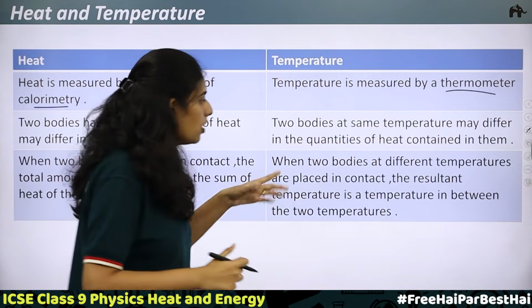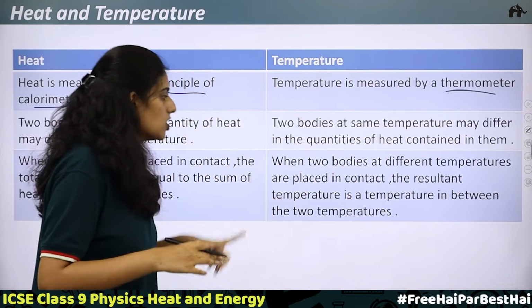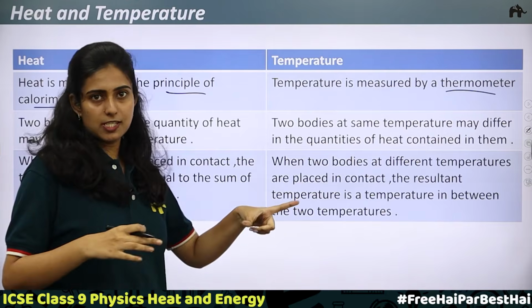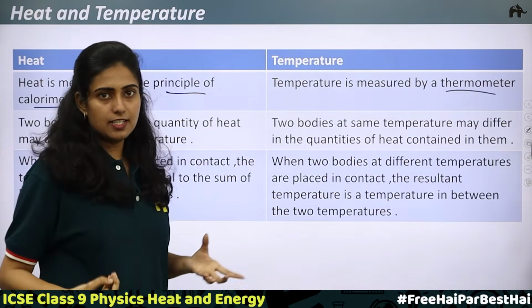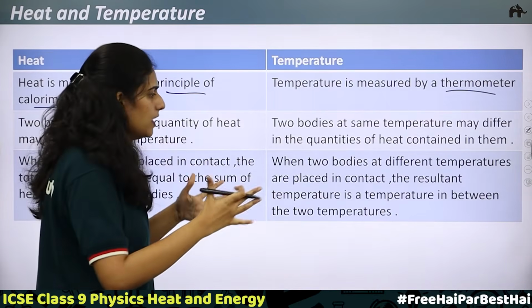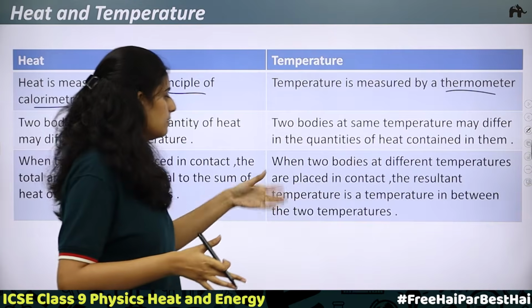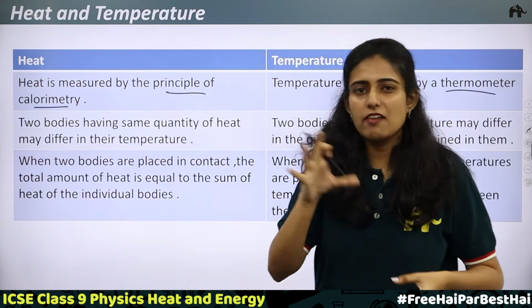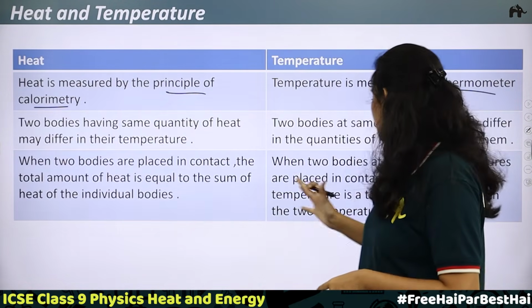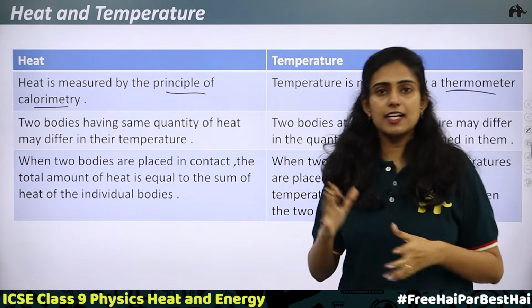Next, when two bodies at different temperatures are placed in contact, the resultant temperature is a temperature in between the two temperatures, 30 degrees Celsius and 10 degrees Celsius. When you take the difference, you will be getting 20 degrees Celsius. So, approximately, something in between 10 and 30 can be the value. When you take the average, some value we will be getting for the total temperature, or the resultant temperature.